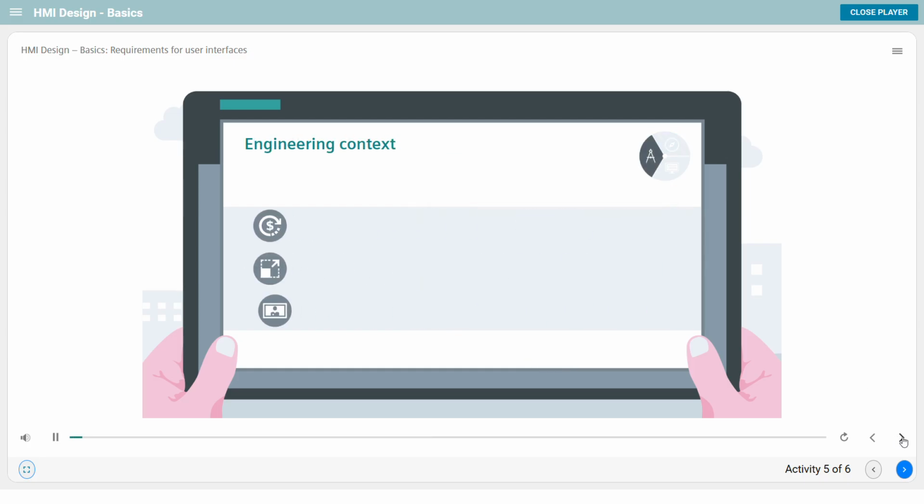Now let's focus on engineering as the area of application and consider a product's intended purpose. Which components are key to maximum user-friendliness when manufacturing a product? And how can we apply these aspects to user interface design? 3 components are especially important.